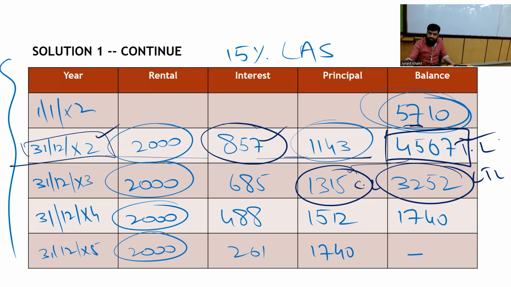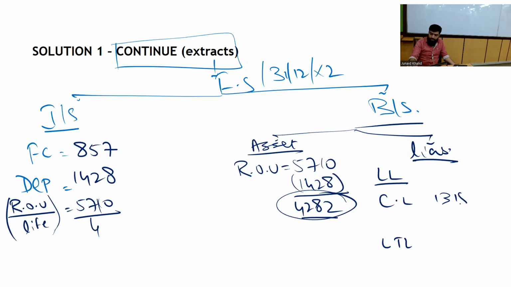Out of the total liability, we are going to pay some amount in the next 12 months, and that amount is 1315. It means the next 12 months' 1315 would be recognized as the current liability, and the remaining, that is 3252, would be recognized as the long-term liability. Okay, now the exam requirement: the current liability is 1315 and the long-term liability is 3252, and definitely the total liability would be the sum of both.